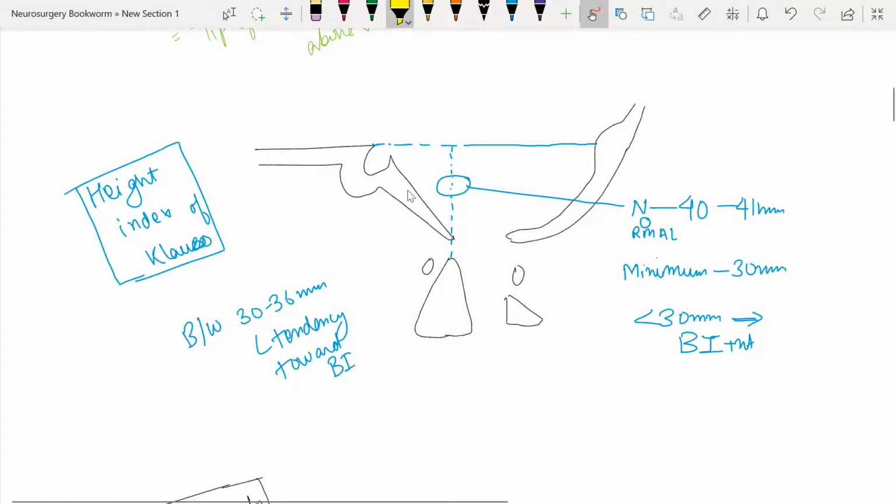Now, the next craniometric line is the height index of Klaus. So it is the distance between the tip of the dens and the tuberculum-torcular line. So first we will draw a line from the tuberculum to the torcula, and then we will draw a perpendicular from the tip of the dens to this line.